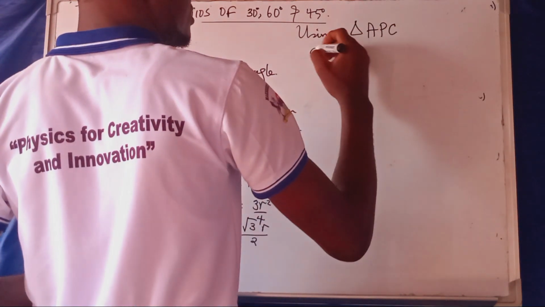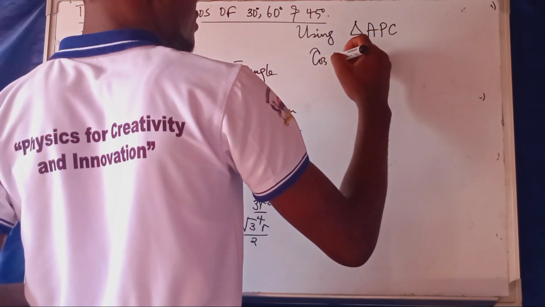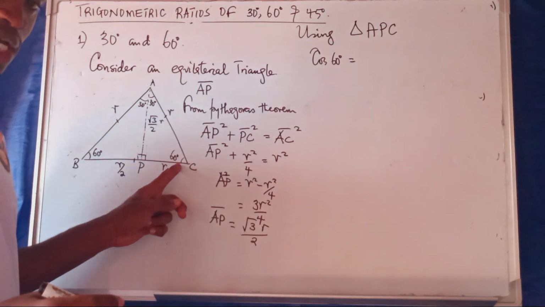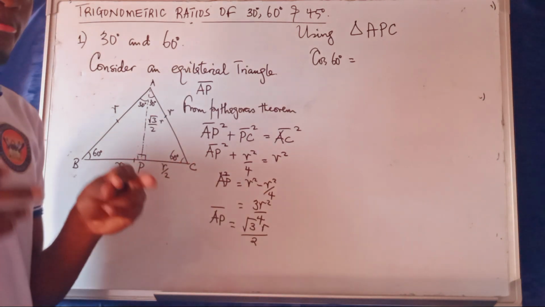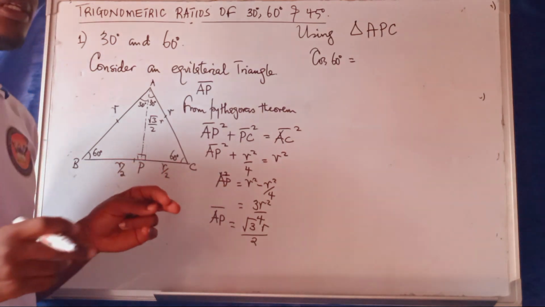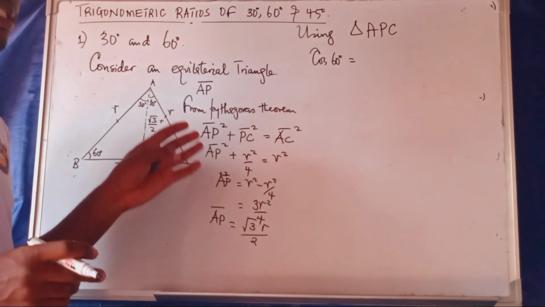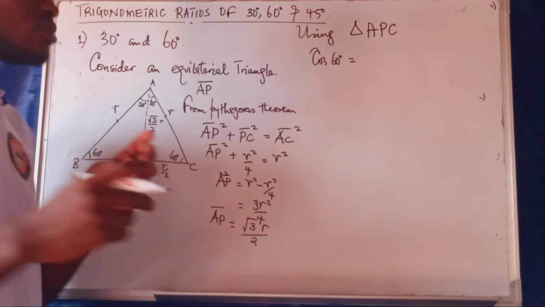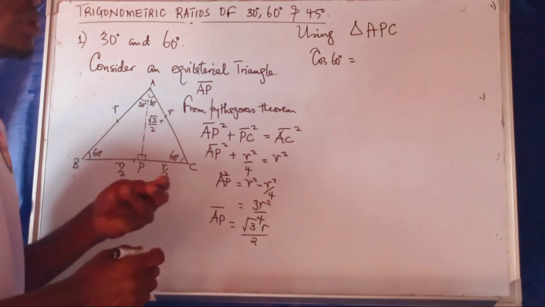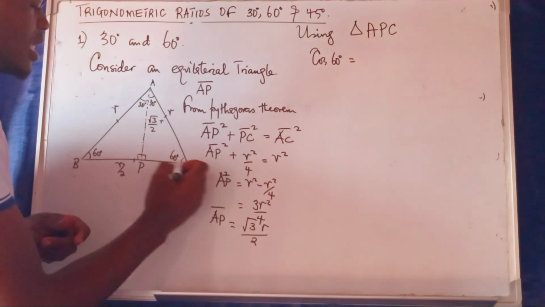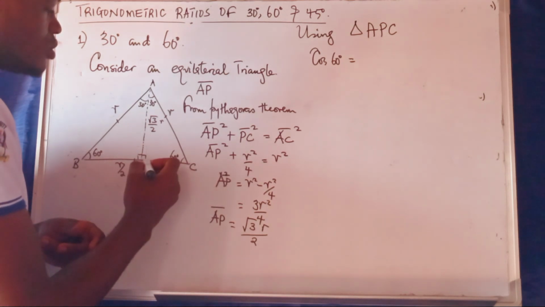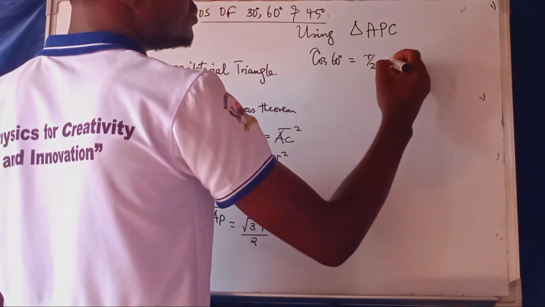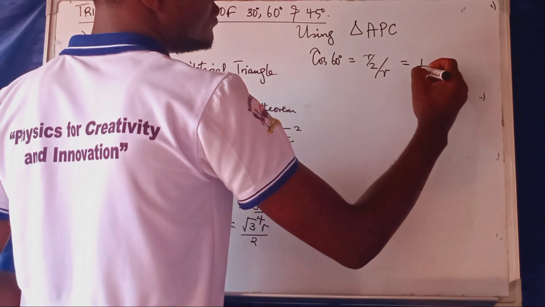What is the cosine of 60? If this is the angle that we are considering, this is the adjacent. The adjacent and the hypotenuse are the ones that give us the angle. The side next to the angle we call the adjacent. This is the adjacent, so it is R over 2 out of R, and this is going to give you 1 over 2.